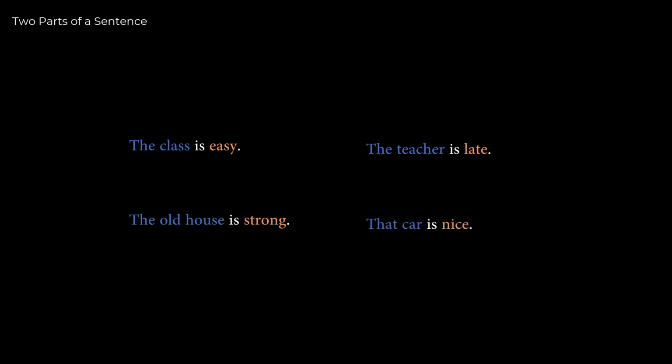So there's two parts that we're dealing with. We're dealing with the subject, so the class, and then some piece of information about it. It's that it's easy, right? So then once again, we have the teacher. Well, what about the teacher? The teacher is late, right? So we have subject, predicate. The old house. Well, what can you tell me about the old house? Is strong, right? That car. Well, what about that car? Is nice, right? So we're going to have our subject, which is the thing that we're talking about, then some piece of information about it.